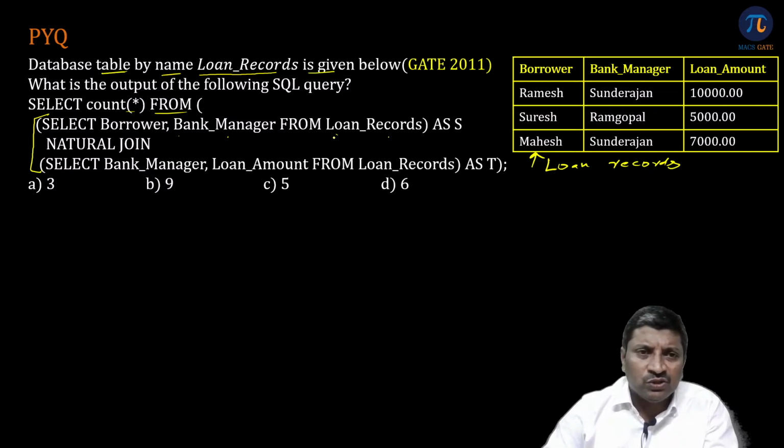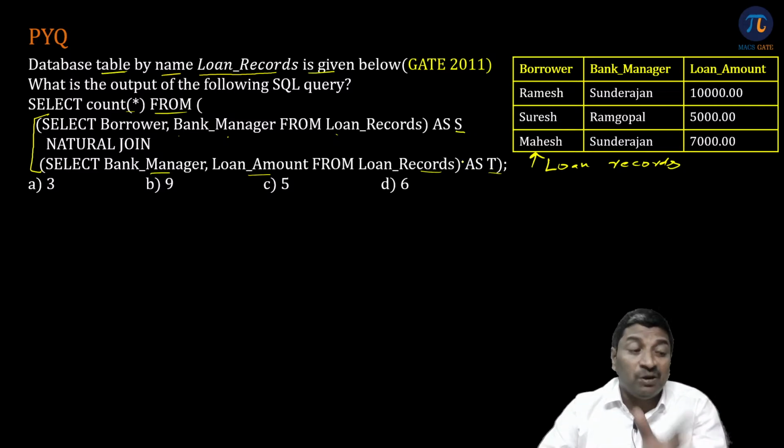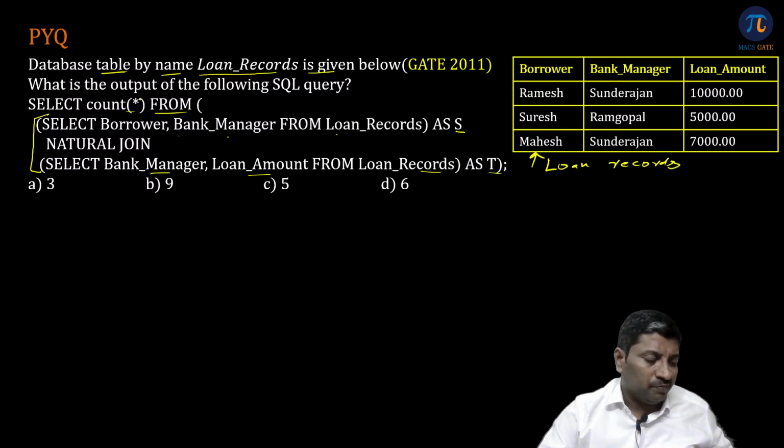So it is taking two attributes from loan records as S. It is taking branch manager, loan amount from loan records as T. Again it is taking two attributes. Then it is applying natural join. After applying natural join, it is counting. Right? So let us do it.